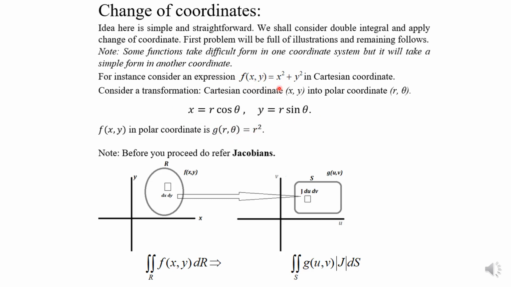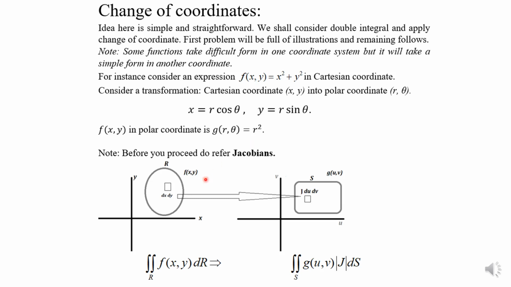You see, compared to x square plus y square, r square looks much simpler. This is the advantage: sometimes we have to change the coordinates in order to simplify our problem. So before we proceed further, once again the same topic, that is Jacobian.